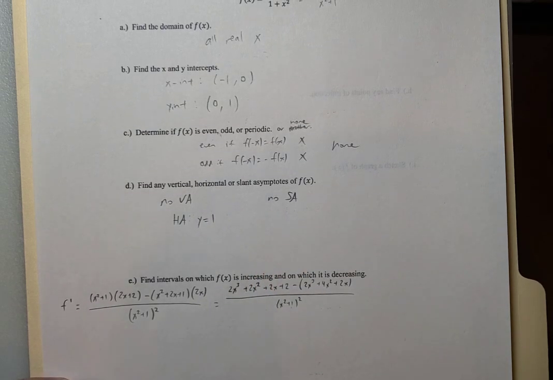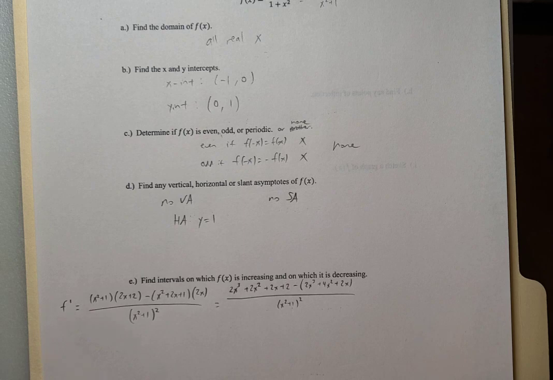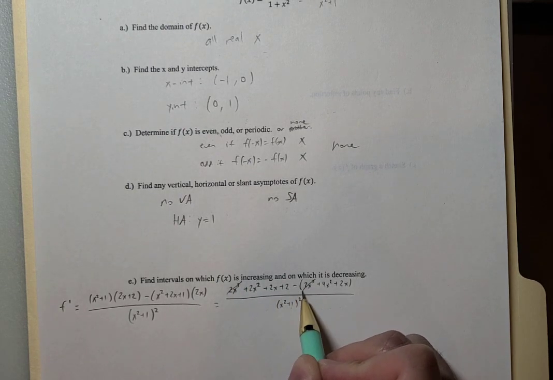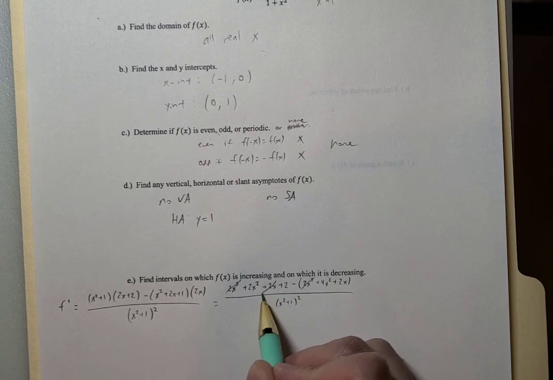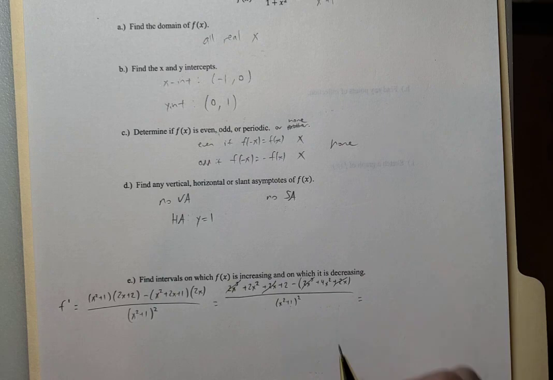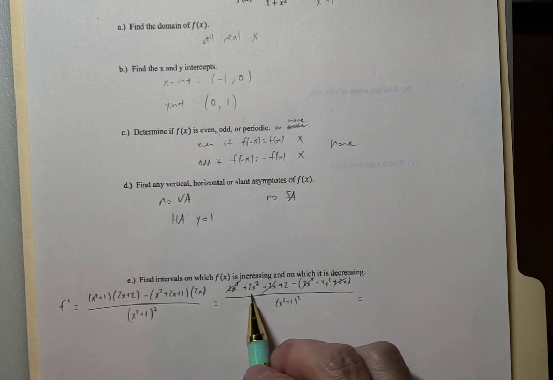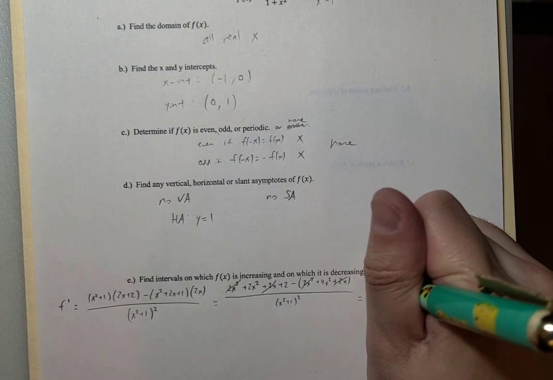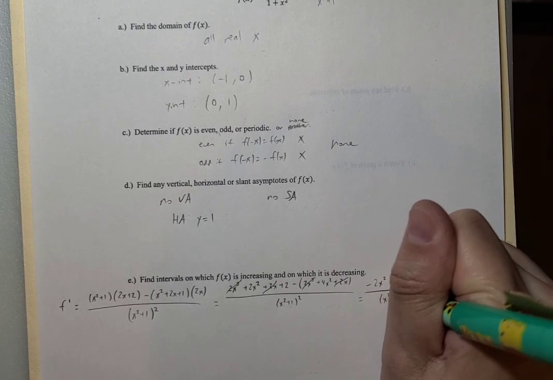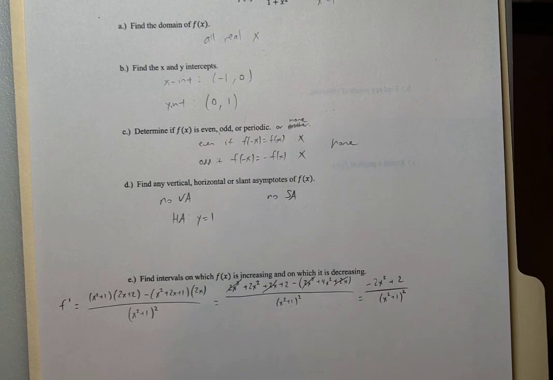So now I see that some terms can be canceled. Which ones? Well, there's this plus 2x cubed, there's this minus 2x cubed, there's this plus 2x, there's this minus 2x. So we are left with what? It looks like 2x squared minus 4x squared, that's minus 2x squared, plus 2 over x squared plus 1 squared.